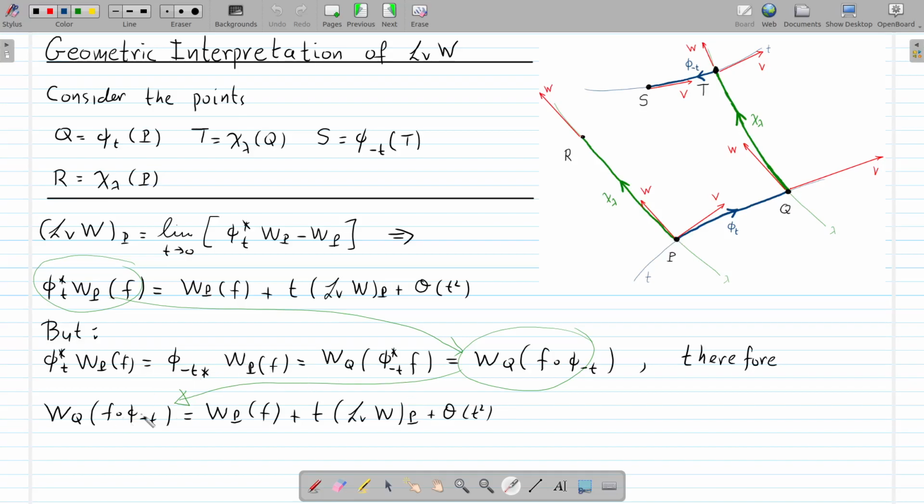Then we have that this term here is equal to W_P acting on f plus t times lambda W_P also acting on f. So let me make a correction here.